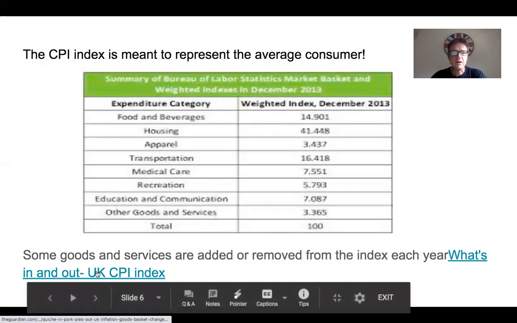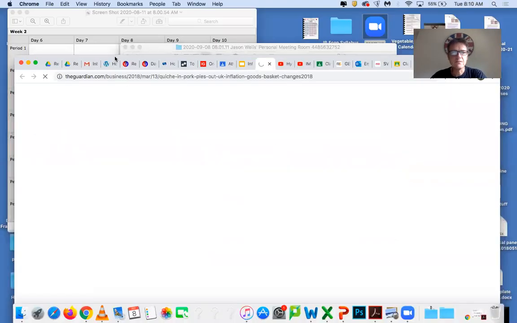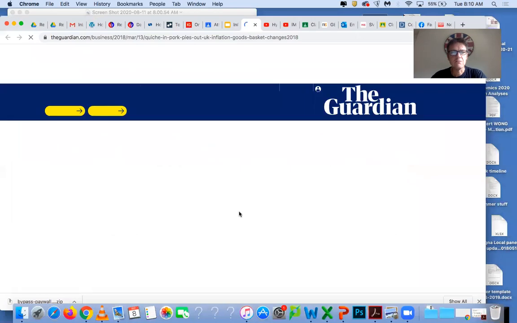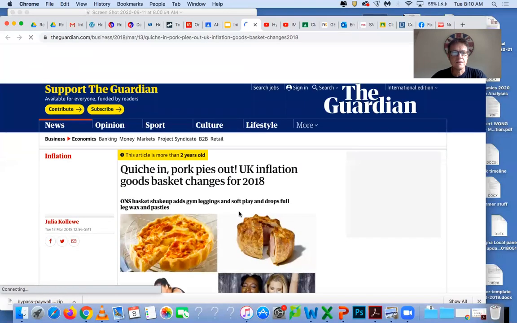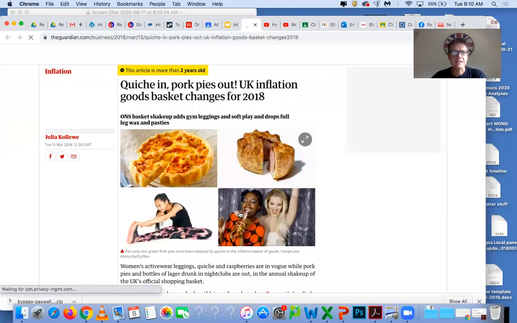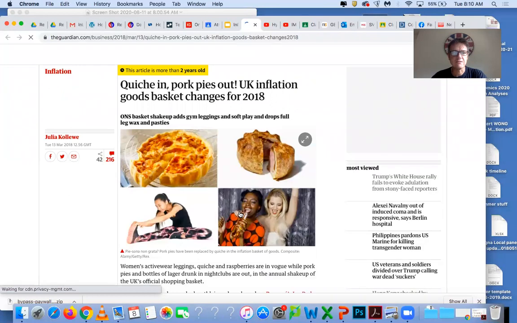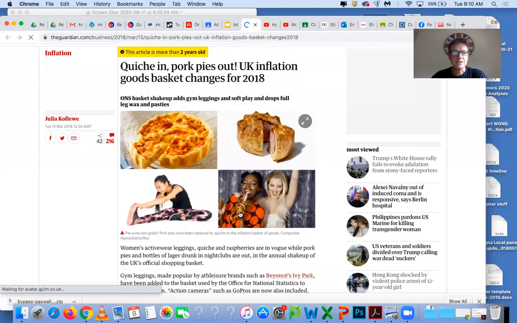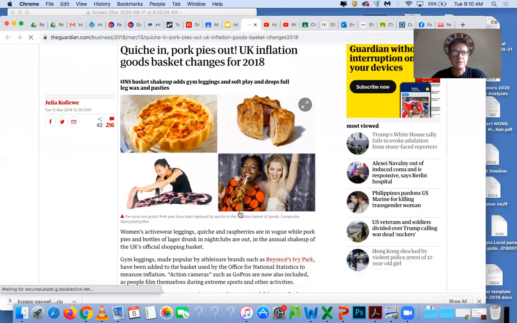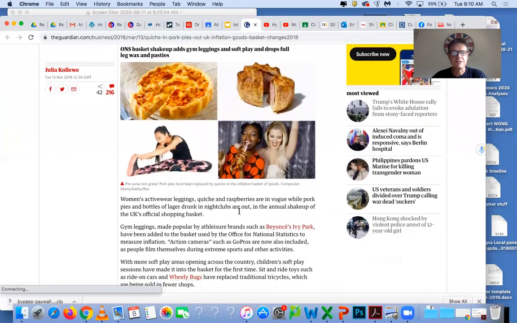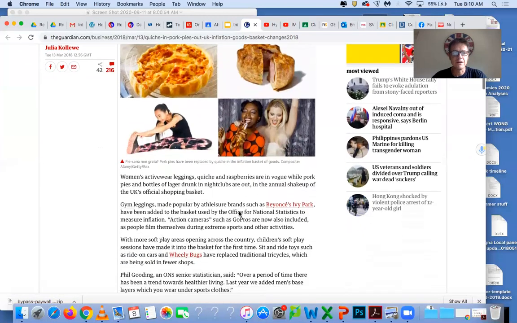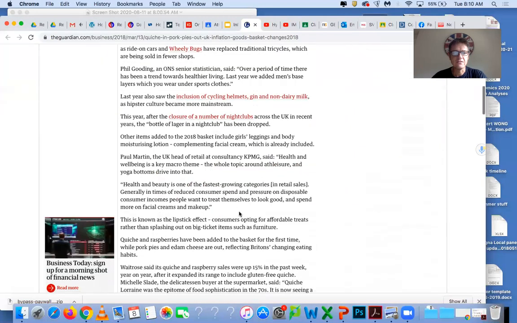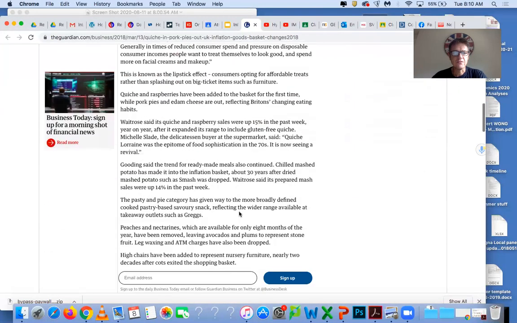Each year, some items are added or removed. This is a news article which shows how in the UK, some products are taken in and some products are taken out. As we can see here, in this particular example, things like leggings, quiche, and raspberries were brought into the CPI. If we scroll down, we should perhaps find peaches, nectarines have been removed.